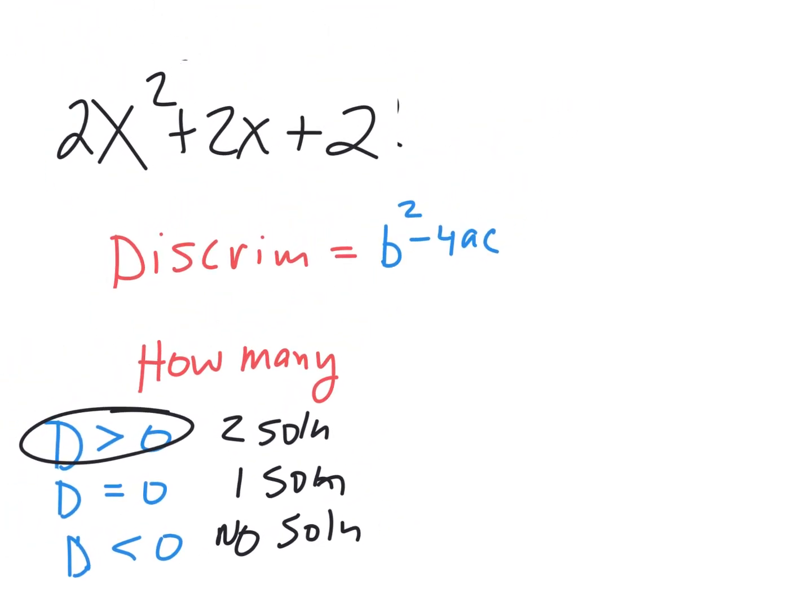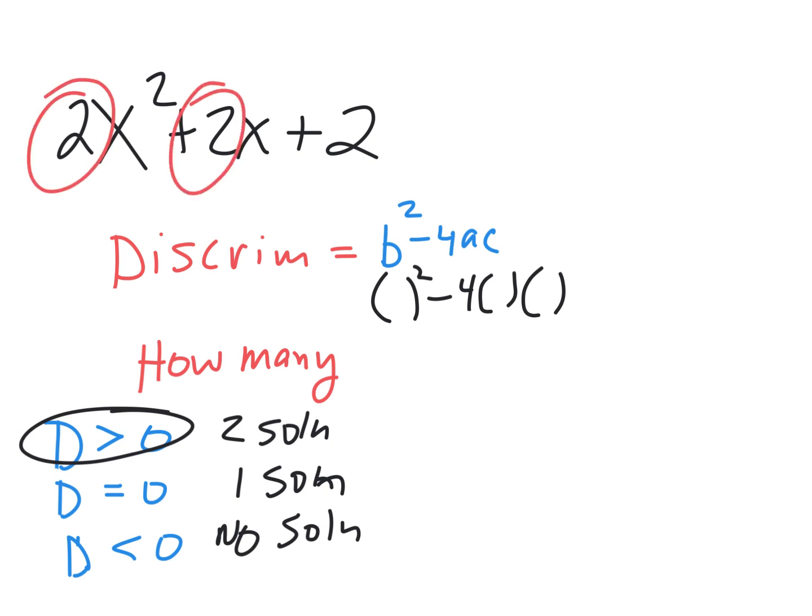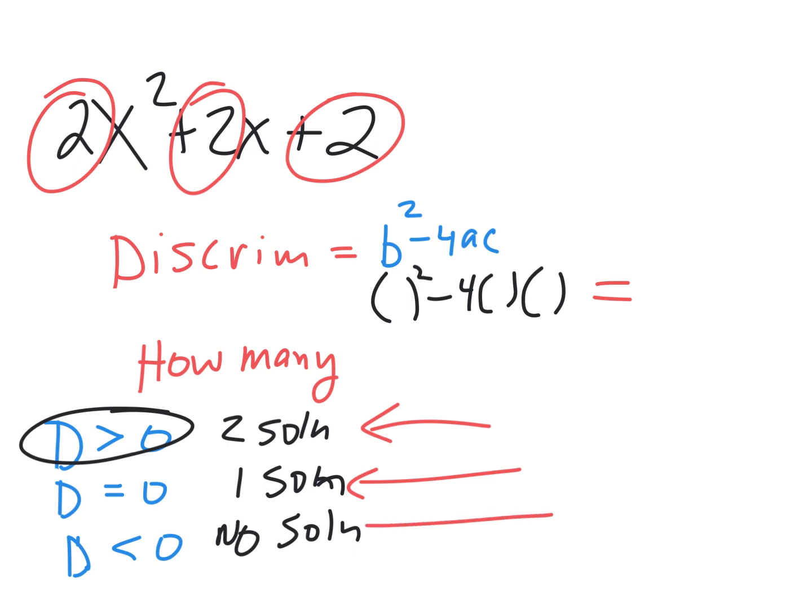In this weird case, I would put in a 2 in all 3 spots. Because A was 2, and B was 2, and C was 2. Everybody do it for a second. Figure out the discriminant answer. And then which of these is it? It's one of those 3. I'll pause for a second.